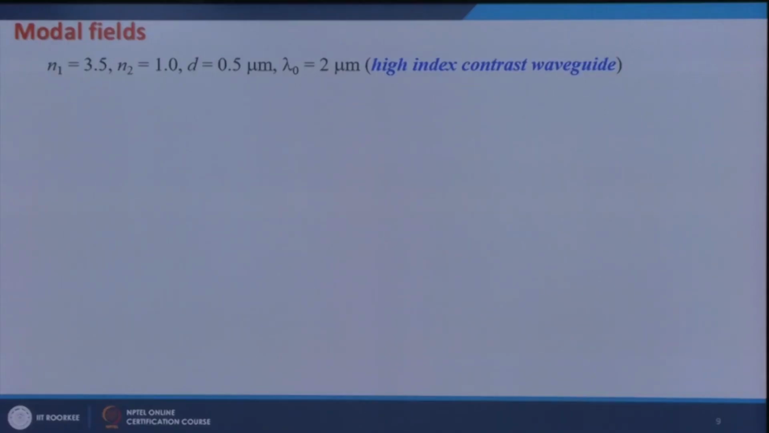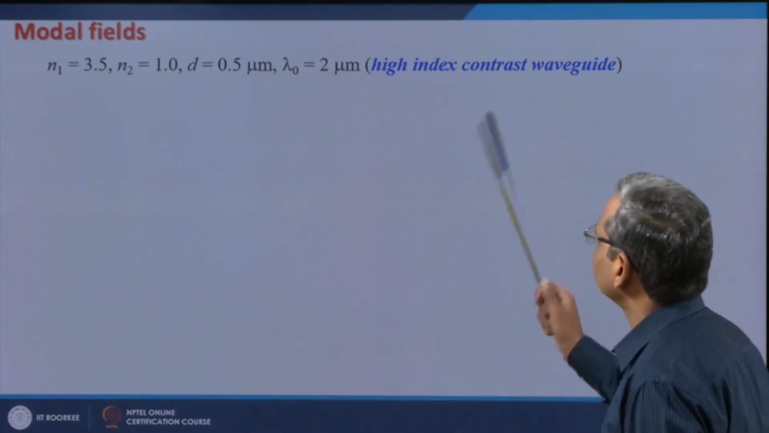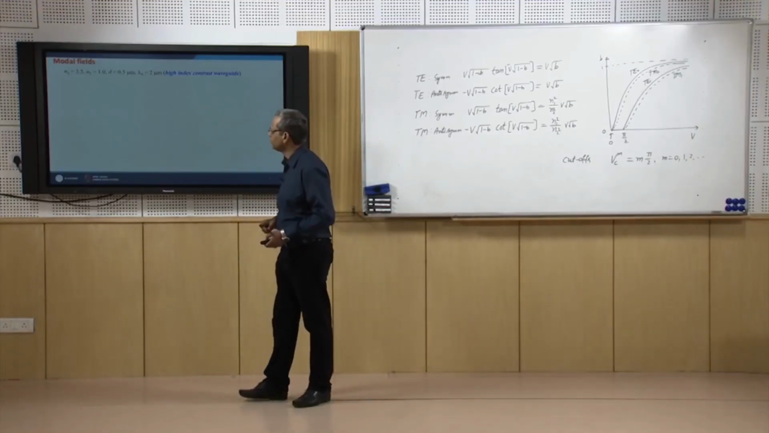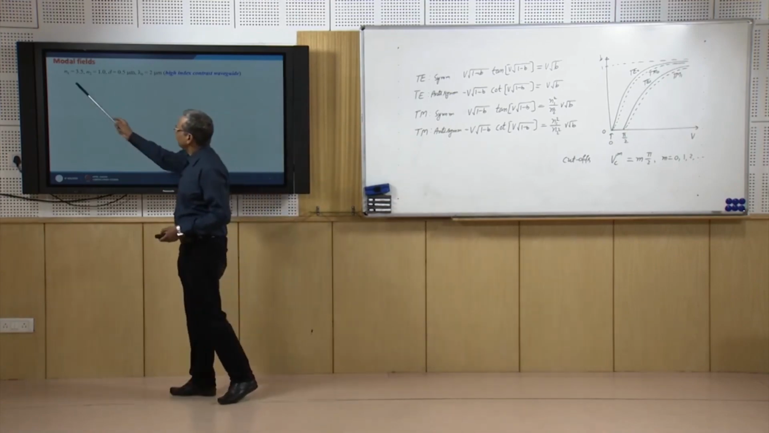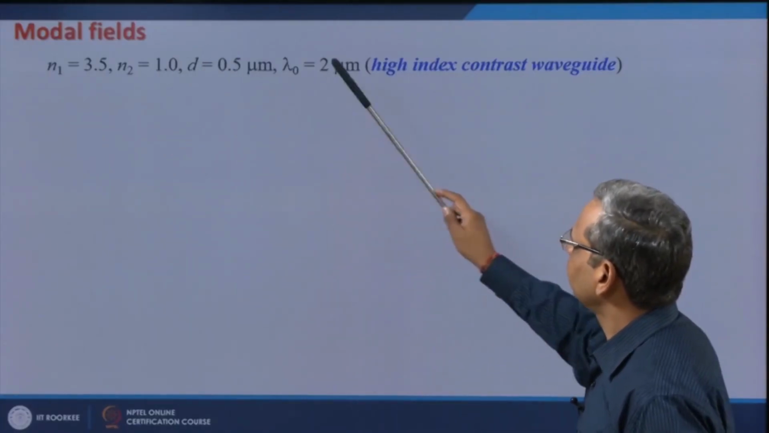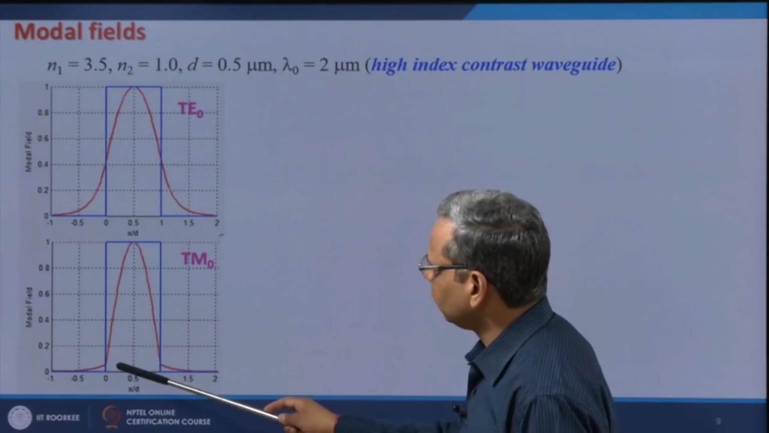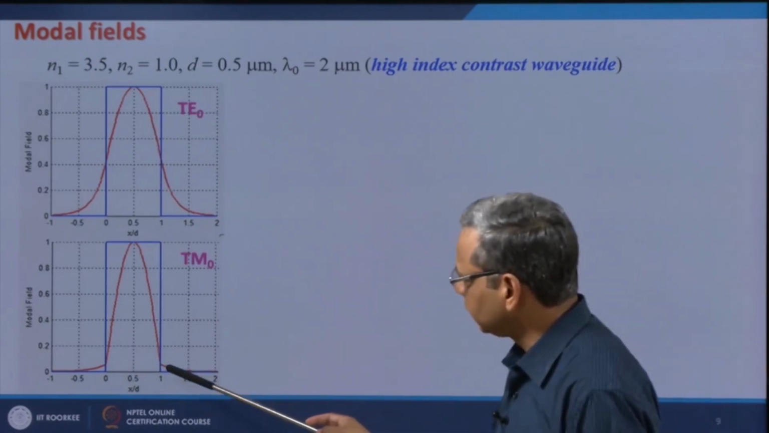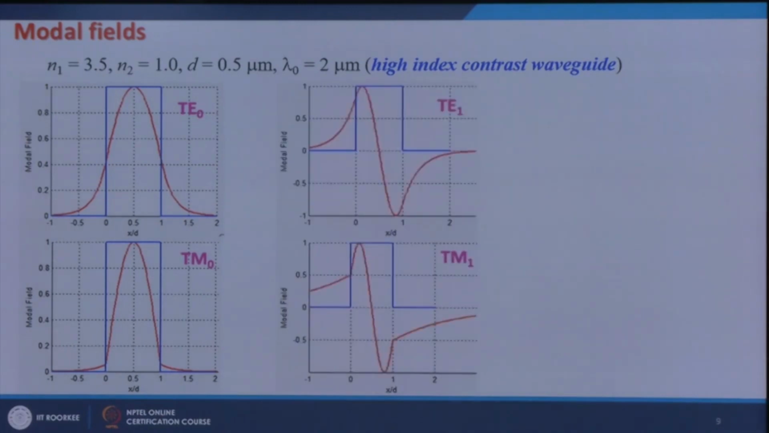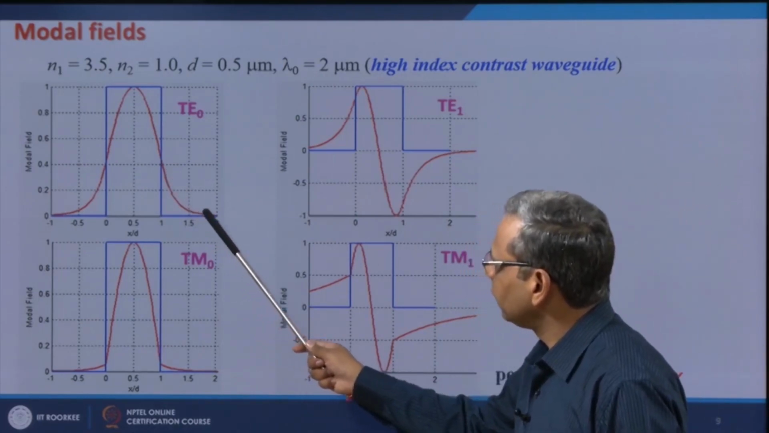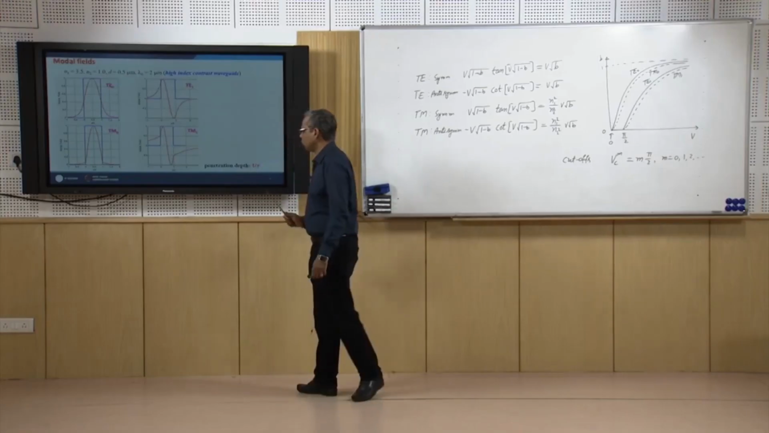So, how do the modal fields look like? I have taken a high index contrast waveguide here in order to show the difference between TE and TM modes, for N1 equal to this, N2 equal to this, D half a micron, lambda naught 2 micrometer. This is how the TE0 mode would look like, and this is how the TM0 mode would look like. You can see the discontinuity in the slope at the boundaries. This is how TE1 mode would look like, this is how TM1 mode would look like. Okay. I also define penetration depth, the extent up to which the field would penetrate into N2 region. So, it is given by 1 over gamma.